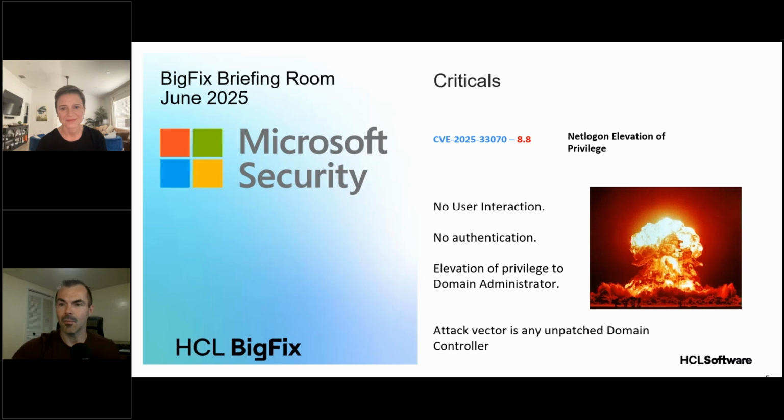It's called an elevation of privilege attack in the Netlogon module. It's listed as vulnerable on all Windows operating systems, but the way that the actual exploit is worded, it requires an attacker to send some complex malicious code as a Netlogon event to a domain controller. So the real vulnerability is on the domain controllers. Okay. No user interaction, no authentication, elevation of privileges, and it's any unpatched DC.